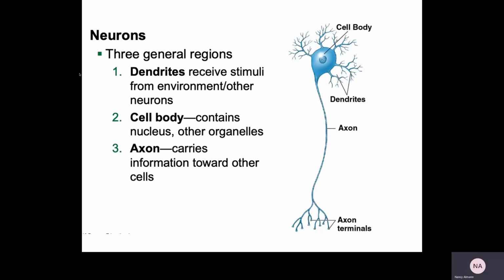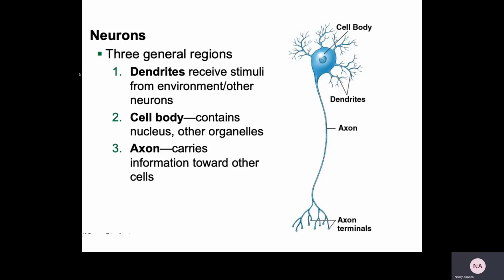Neurons are going to have three general regions. The dendrites, which are those long projections off the cell body, they're sort of branched. They will receive stimuli from the environment or from other neurons.